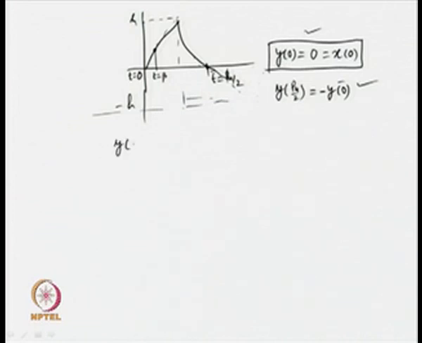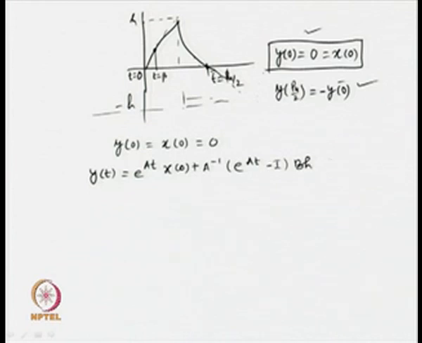So, when y(0) is equal to x(0) is equal to 0, our expression for y(t) will be equal to e to the power A t x(0) plus A inverse (e to the power A t minus I) B h for the time range 0 to theta, which can be written in the form of A inverse (e to the power A t minus I) B h.